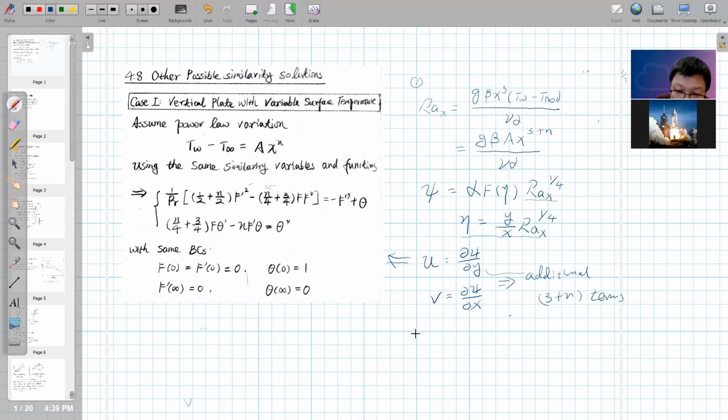This is one thing. And the second thing is that n equal to 0 means that T_w equals a constant. So n equal to 0 is just the special case of the equation we had before for the constant wall temperature. This is one case where we can also use the similarity solution for the free convection case.